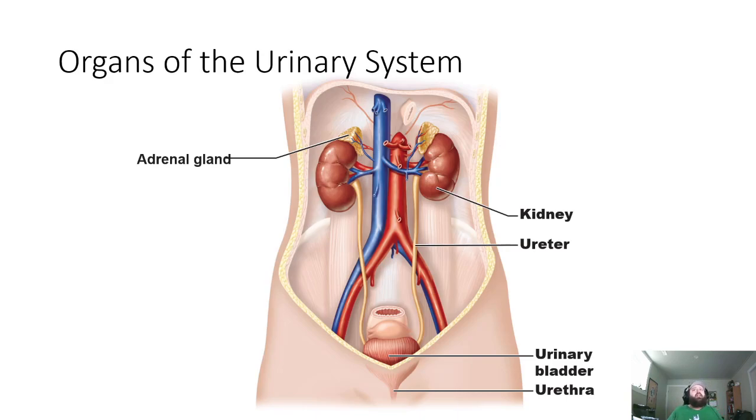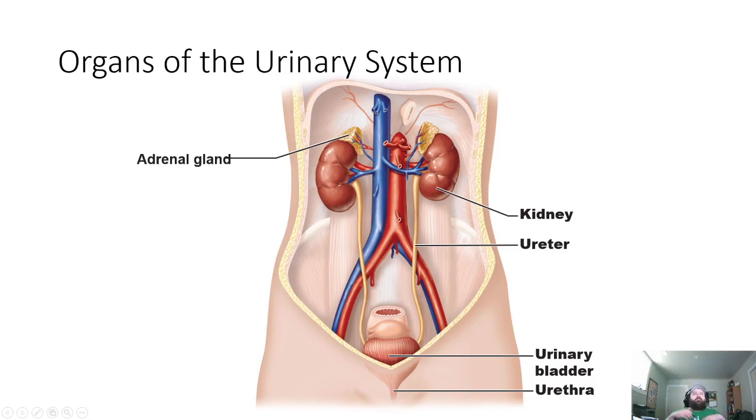So first of all, we'll just go over the urinary system. What are the components of the urinary system? You've got the adrenal gland sitting on top of the kidneys. The kidneys have these tubes coming out of them called the ureters. The ureters are feeding into this storage device called the urinary bladder. And then the urine is removed from the body through the urethra.